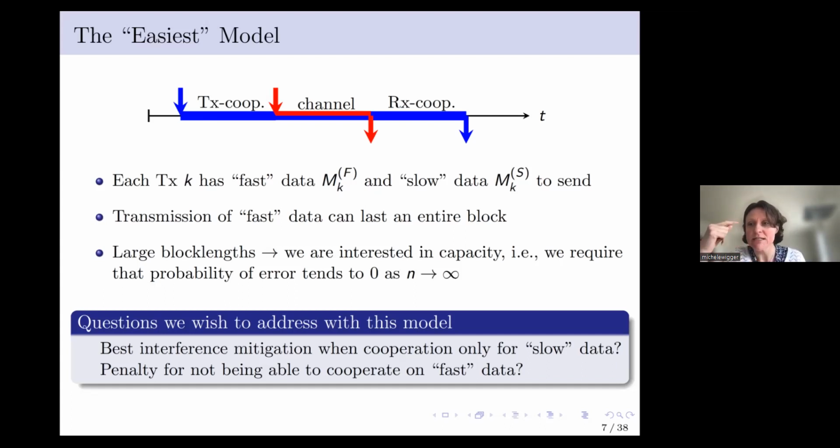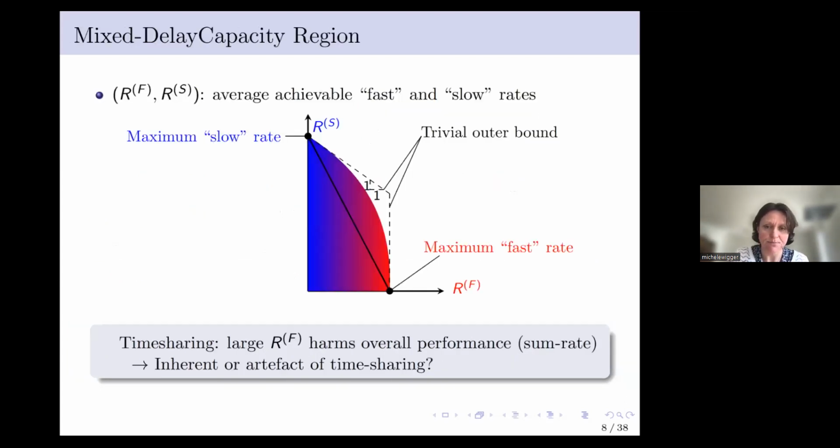And we'll see that this is also beneficial, of course, for the transmission of the fast data. So we have this partial cooperation modeling. We want to see how we can use it for interference mitigation. And we also want to see what the penalty in overall system performance is, because part of the data has strict delay requirements and cannot profit from cooperation. So these are the main questions we want to address with this easy model.